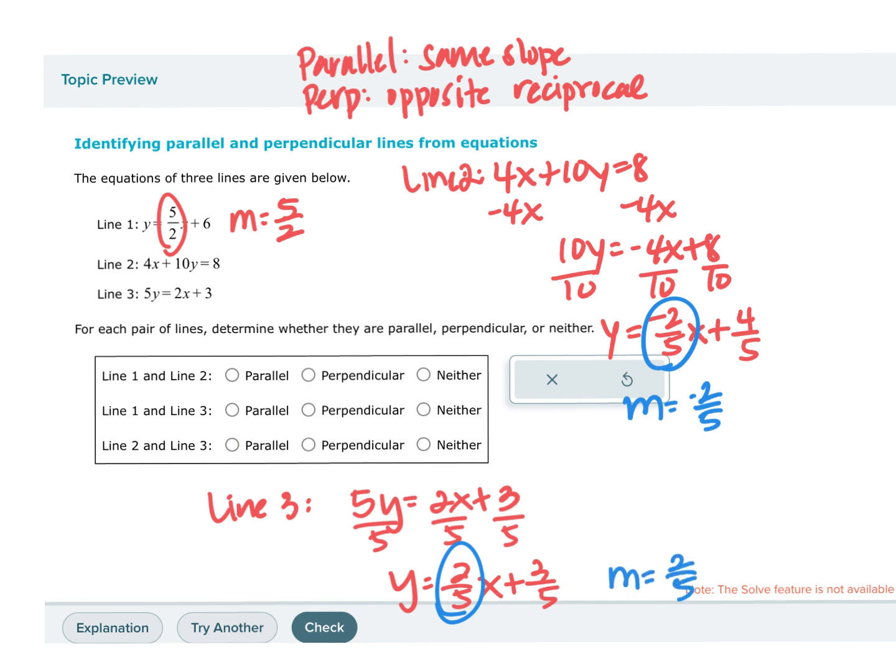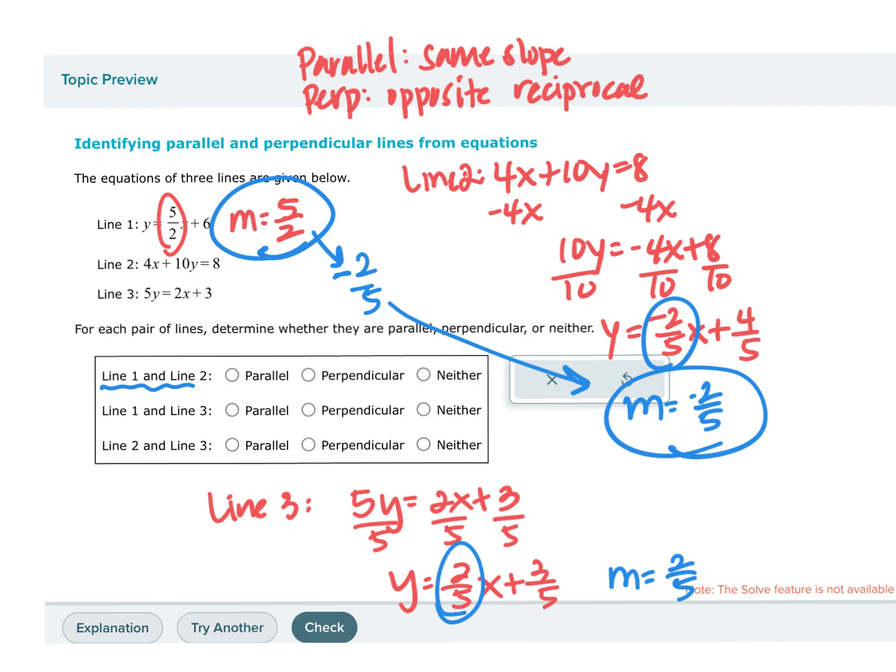Okay, so now this says to compare line 1 and line 2. When you look at line 1, we have a slope of 5 over 2. When you look at line 2, we have a slope of negative 2 over 5. If you take 5 over 2 and flip it, it becomes 2 over 5, and then change the sign to negative. That's what you have here. So these two lines, line 1 and line 2, are perpendicular. Because if you take the slope from one and flip it and change the sign, you get the slope from the other one.